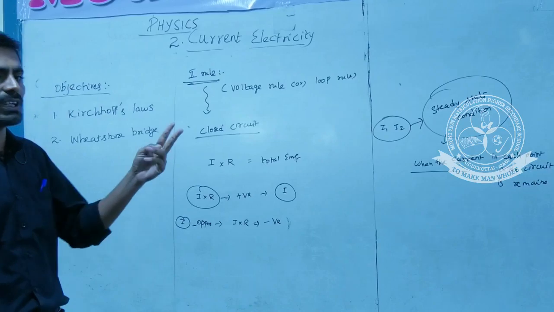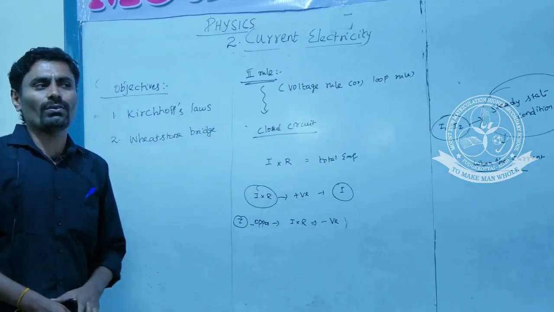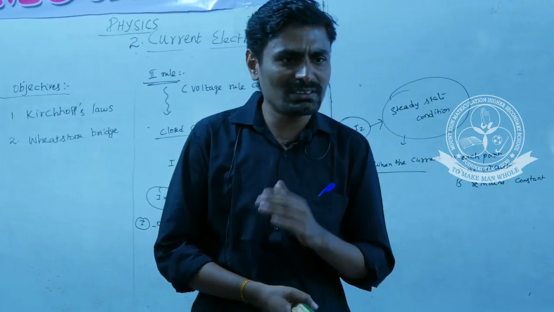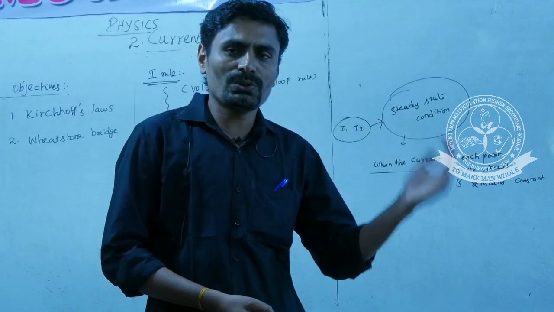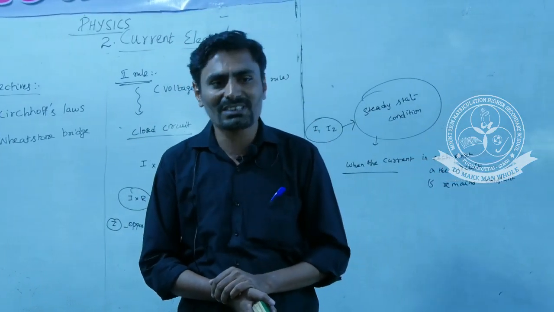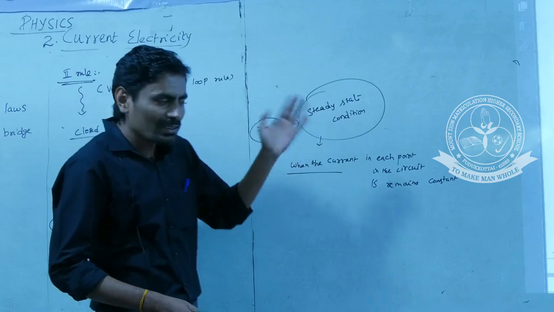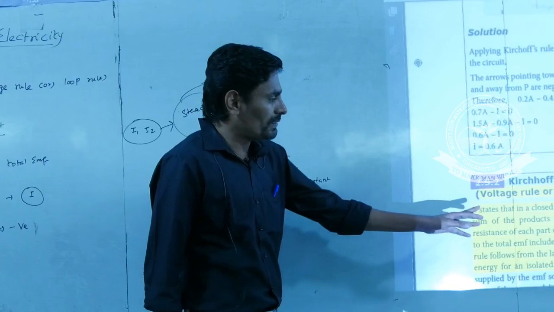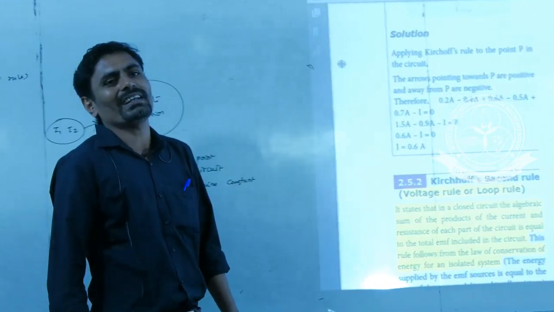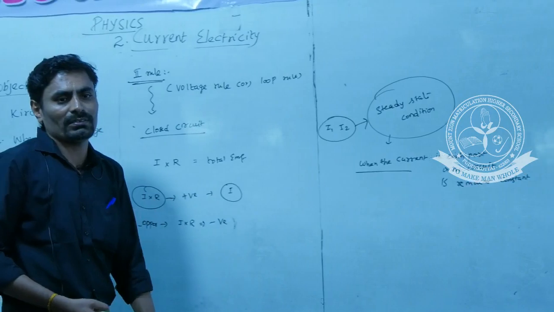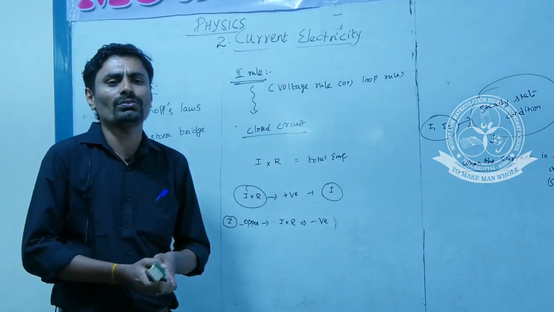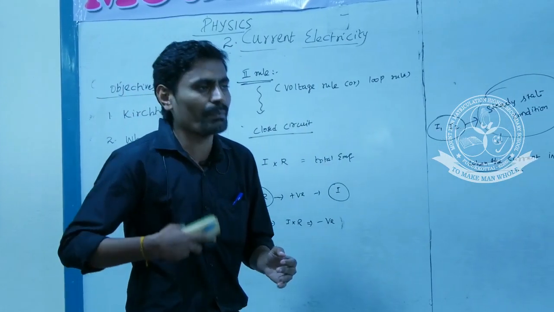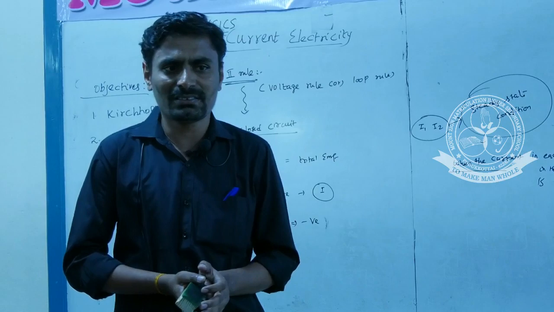So today we discussed two topics: Kirchhoff's first rule and second rule. The first rule means the algebraic sum of currents meeting at any junction in a circuit is 0. The first rule is a statement of the law of conservation of charge. The second rule means in a closed circuit, the algebraic sum of the products of current and resistance of each part of the circuit is equal to the total EMF included in the circuit. The second law is a statement of the law of conservation of energy.